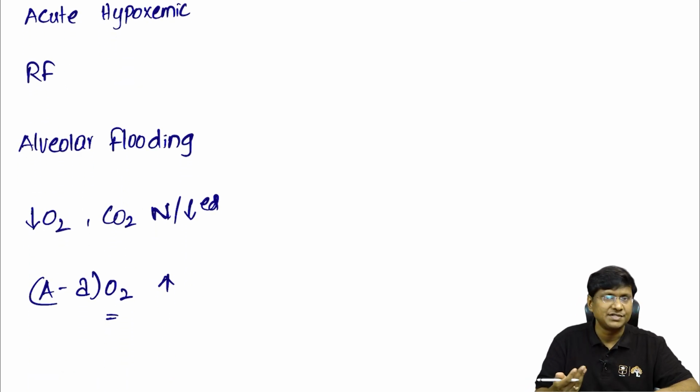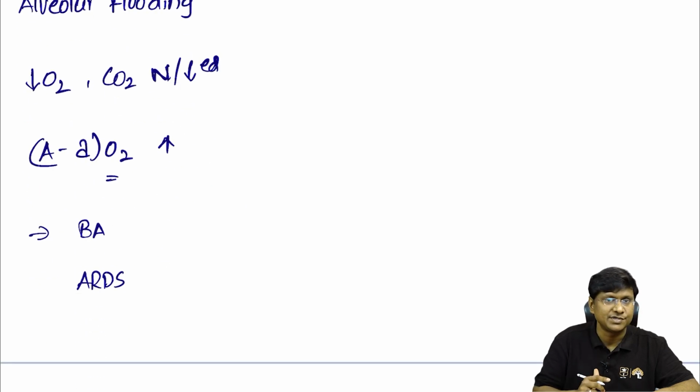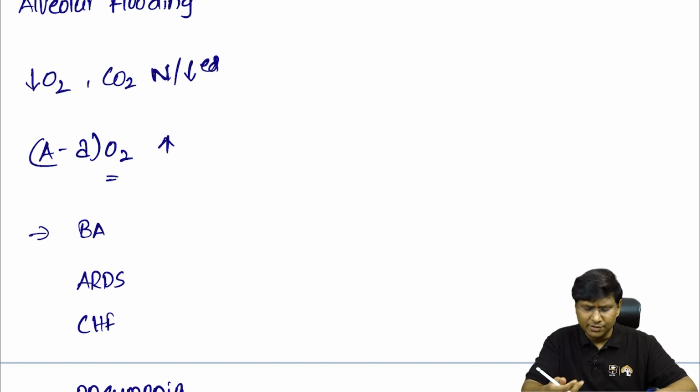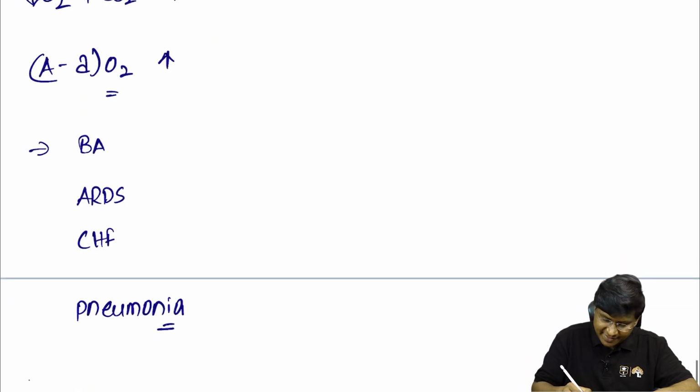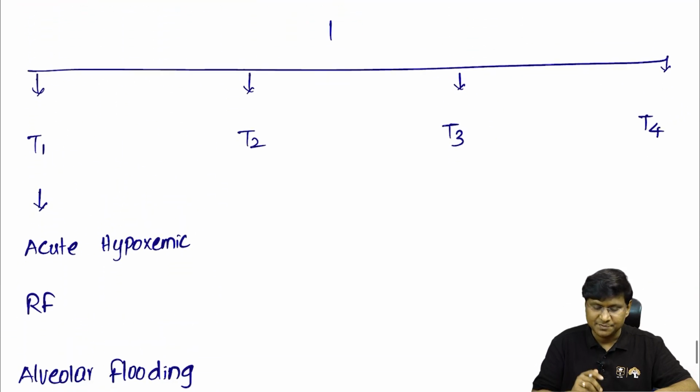Now, what are the various etiologies for type 1 respiratory failure? That includes the mild to moderate form of bronchial asthma. Then the next important condition is acute respiratory distress syndrome. Then patients with congestive heart failure as well as pneumonia. These are all the etiologies for type 1 respiratory failure. And how do you treat? You need to treat the underlying cause. And if there is severe hypoxemia, these patients have to be placed on a mechanical ventilator with the help of an endotracheal tube, right? So this is your type 1 respiratory failure.